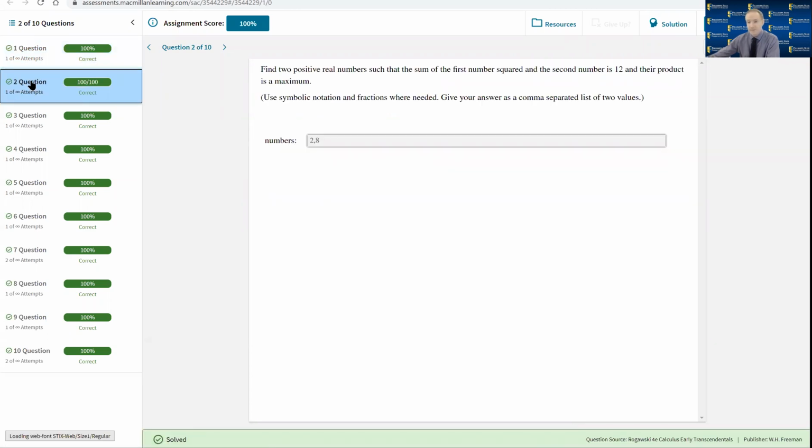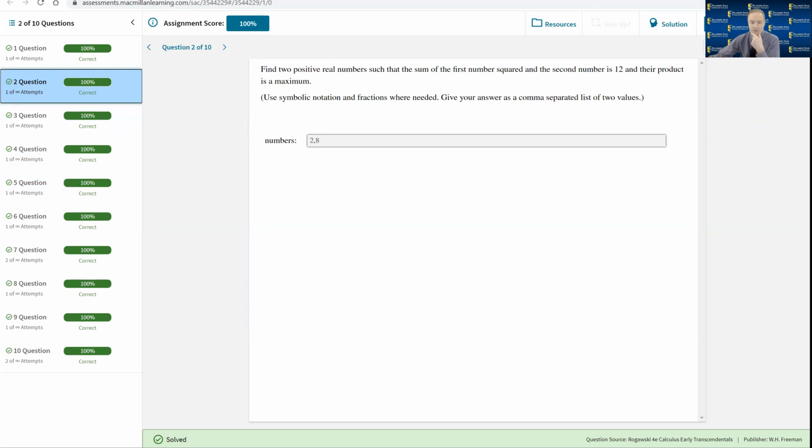For the second problem here, and in fact, the next three problems I think are like this, pretty simple. They're just giving us two numbers, and some criteria based upon them. It says find two positive numbers such that the sum of the first number squared and the second number is 12, and their product is a maximum. So it's a number squared plus another number that's going to give me a 12, and then their product has to be maximized.